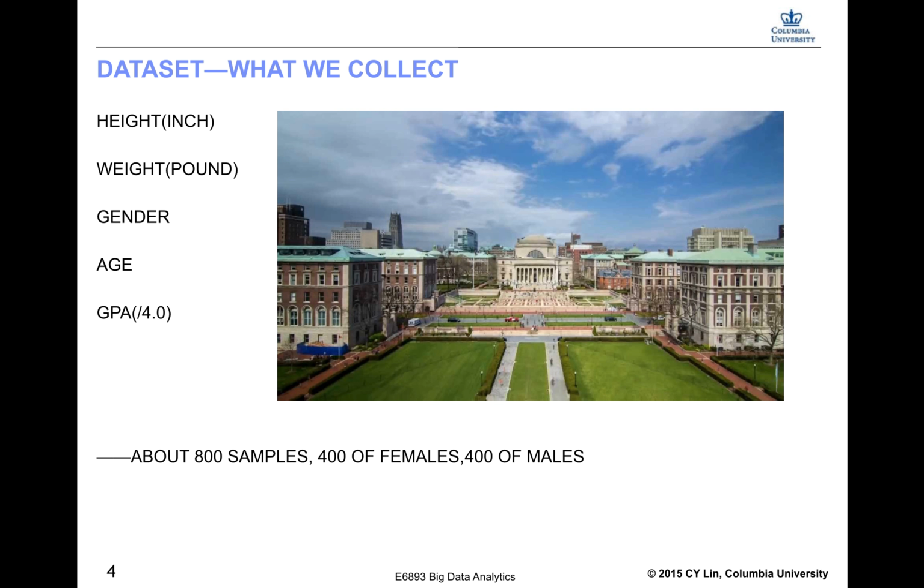So we collected this dataset through social media. It consists of 800 samples from Columbia students, in which 400 are females, 400 are males, and it has the information of the students' height, weight, age, GPA, and gender.